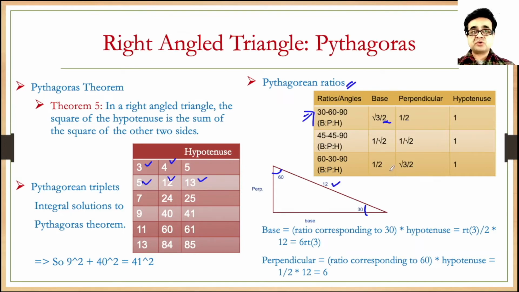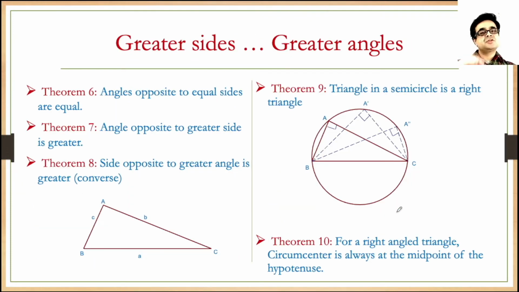And when you're trying to solve the problems, there are 2 steps. 1, identify which Pythagorean triangle the question falls under. So 30-60-90 or 60-30-90 versus 45-45-90. And second, just apply the ratios to get the corresponding heights, bases, or hypotenuse depending on what is given in the question. So from here we jump on to another set of theorems about how the sides are related to angles within the triangle.